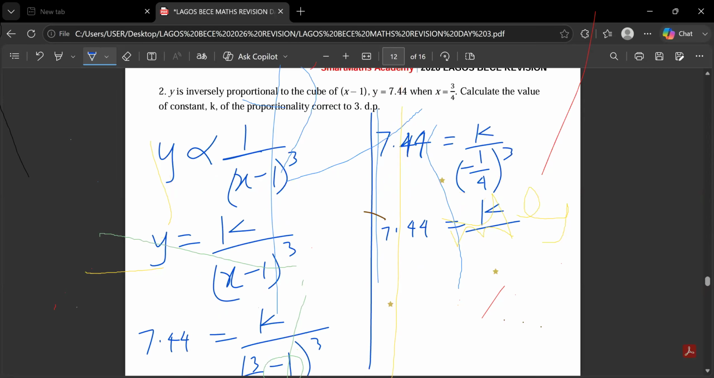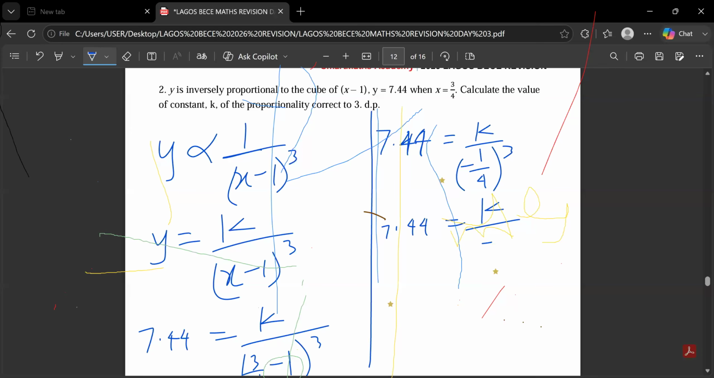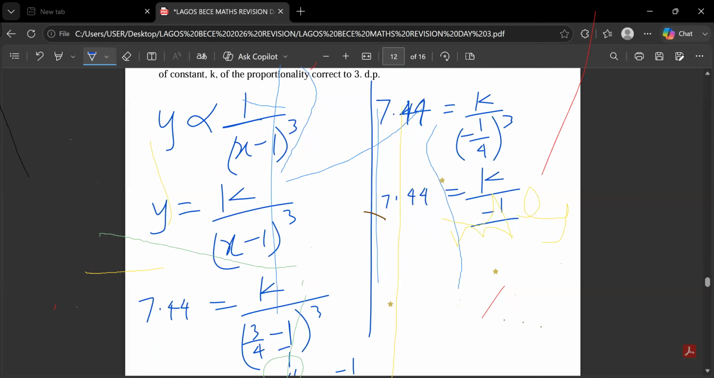So that is minus 1 raised to the power 3, which is minus 1. 4 raised to the power 3 is 4 times 4, 16, and 16 times 4 is 64. So we can cross multiply, and this is going to give us 7.44 times minus 1 over 64 equals k. It's k we are looking for.